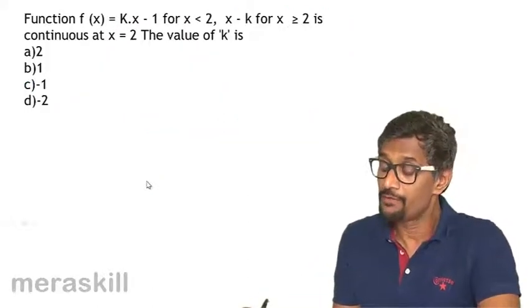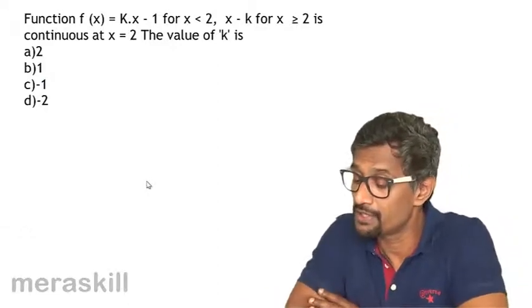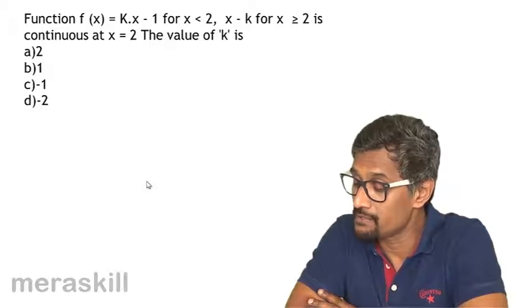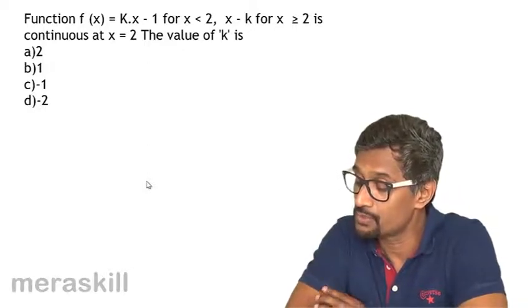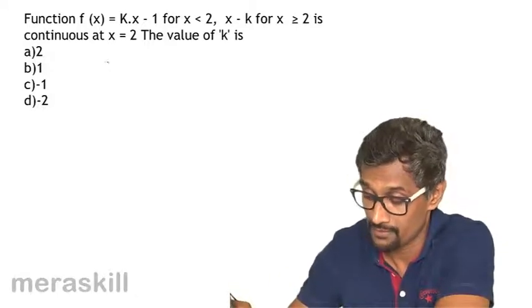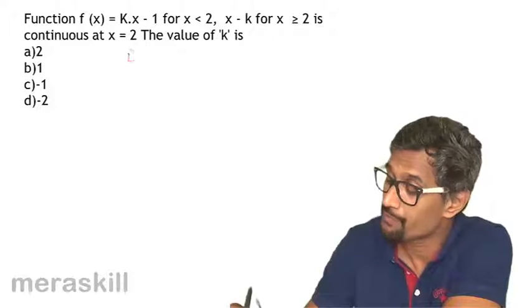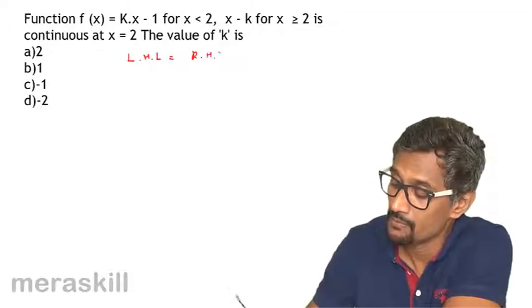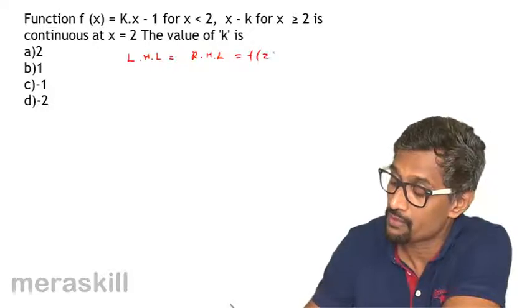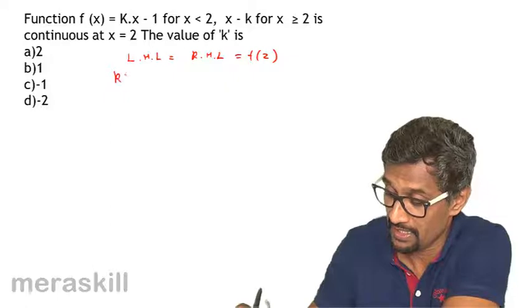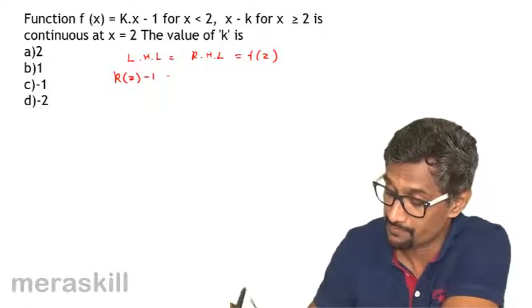Okay, we have one more concept here. Function f of x is equal to k into x minus 1 for x less than 2, and x minus k for x greater than 2, and it is continuous at x is equal to 2. The value of k is what? So again here, left hand limit, right hand limit, and f of 2 are equal. So for the left hand limit, we consider this. So it's going to be k into 2 minus 1.